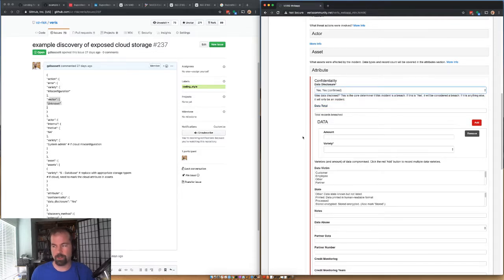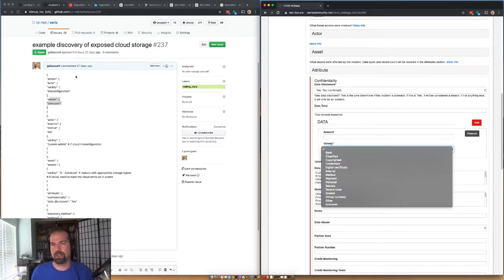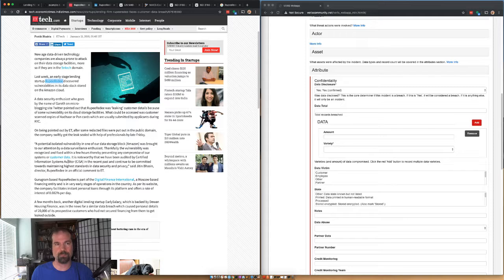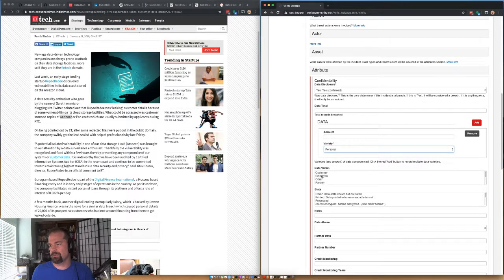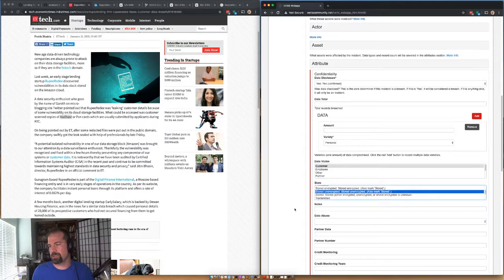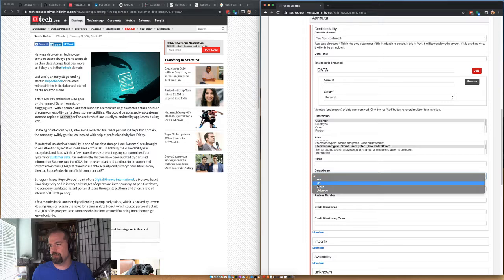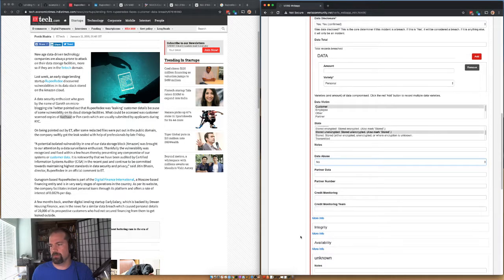Yes, we know that because the person on Twitter looked at it. The amount really wasn't listed, but what did they say the data was? Okay. Aadhaar or PAN cards. And Aadhaar cards are like the Indian identification, right? Kind of like the equivalent of a social security number in the US, or a social security card. So this looks mostly like personal data. We don't really know the amount of customers from the look of it. It was stored unencrypted, very clearly, and was not abused. And we don't know about credit monitoring, and we don't have any partner data that was lost, that kind of thing.